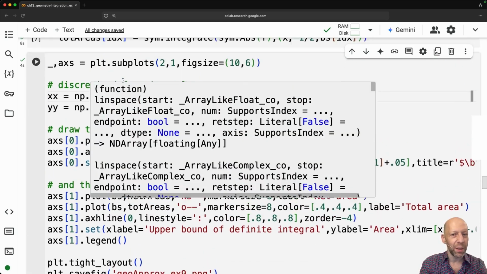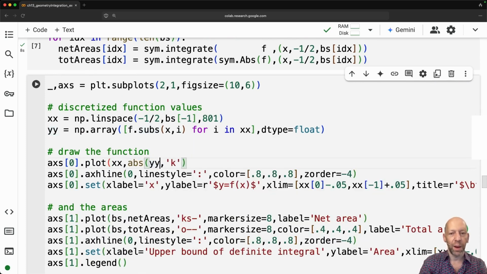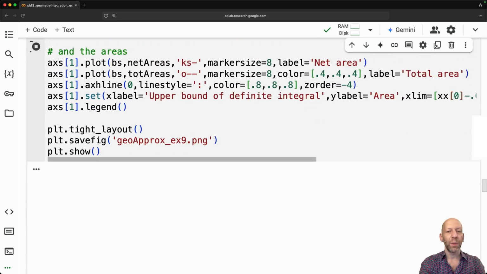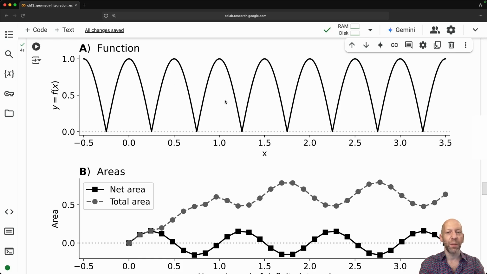So what we are integrating here is the absolute value of this function. So in fact, for calculating total area, the function looks like this. It's just bouncing up and down over time.